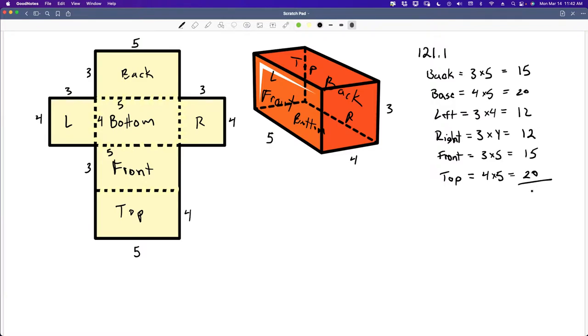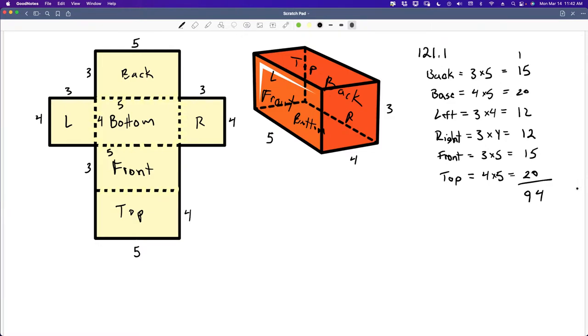And we'll add all those together. We get 5, 6, 7, 8, 9, plus 5 is 14, so 4, carry the 1, 2, 4, 5, 6, 7, 8, 9, 94 square units. That would be the surface area.